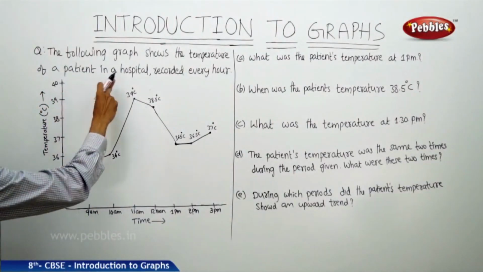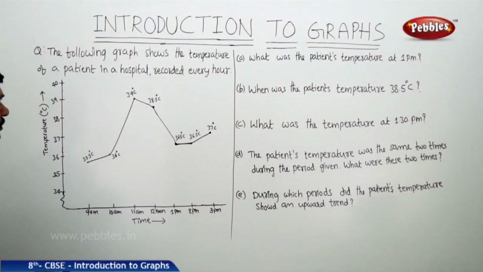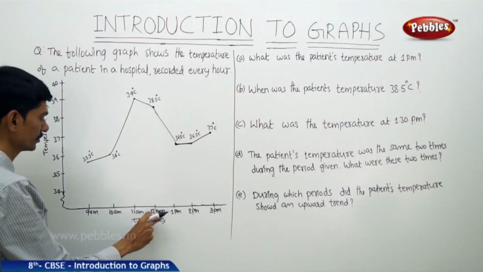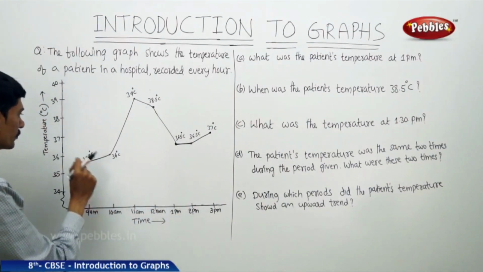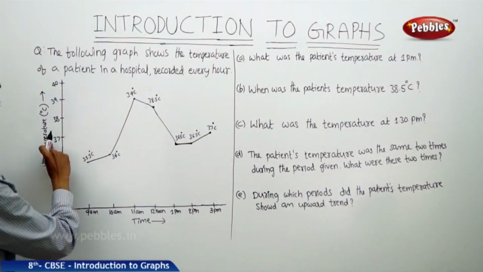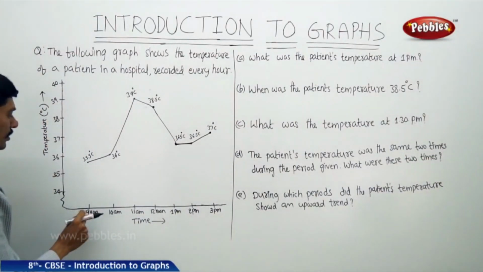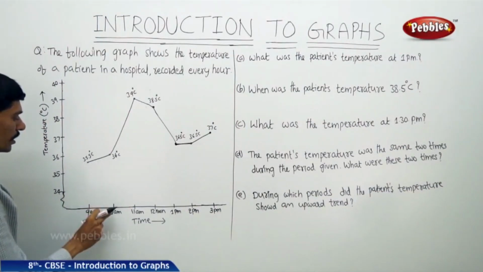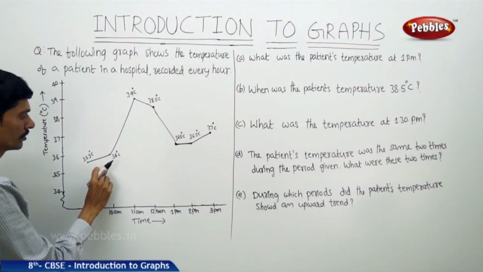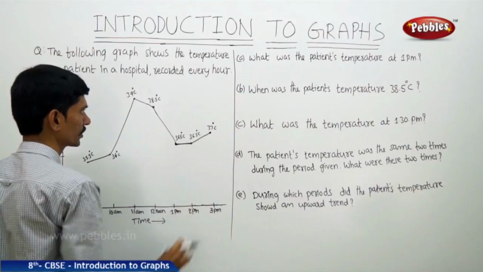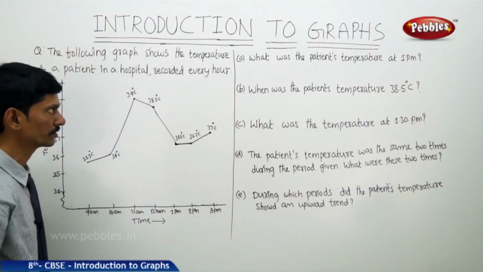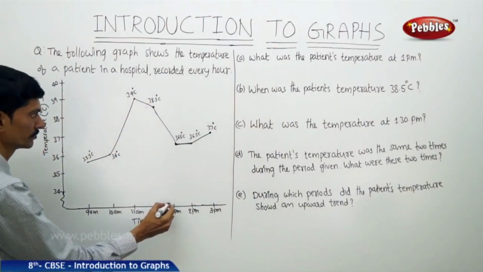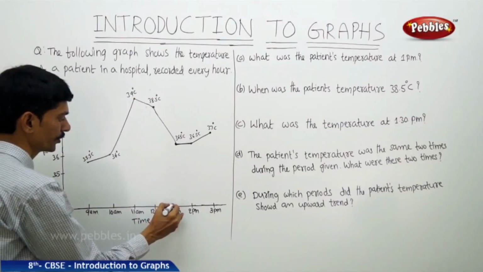The question: the following graph shows the temperature of a patient in a hospital recorded every hour. On the horizontal line the time is taken from 9 a.m. to 3 p.m. On the vertical line, the y-axis, the temperature was taken in degrees centigrade. At 9 a.m. the patient's temperature was 35.5 degrees centigrade, and at 10 a.m. 36 degrees centigrade. Up to 3 p.m. the temperature was recorded. Now let us answer the following questions. What was the patient's temperature at 1 p.m.?